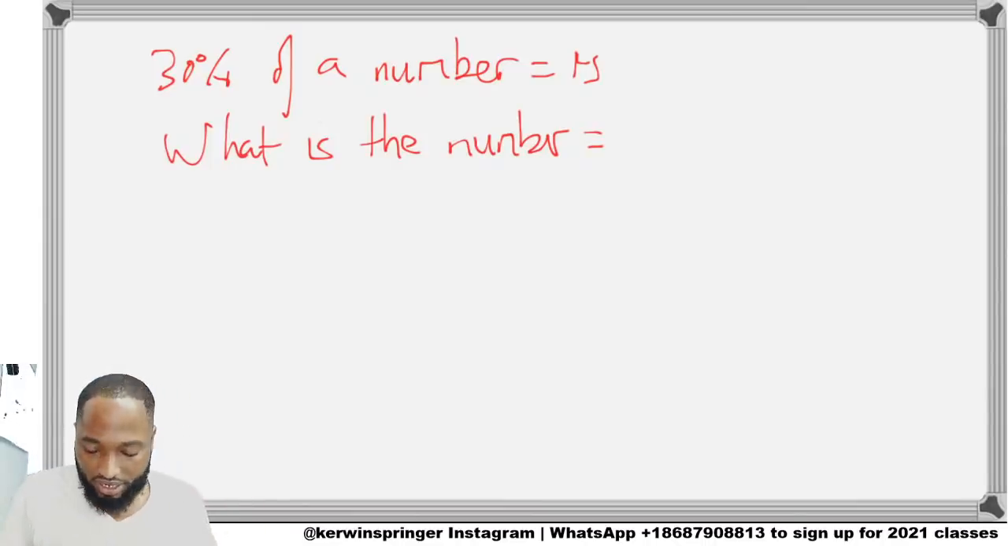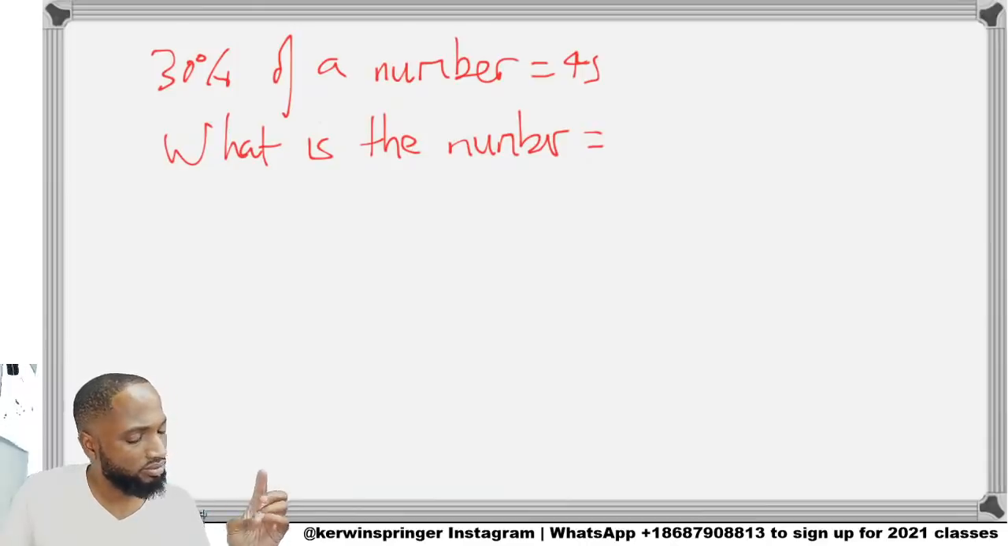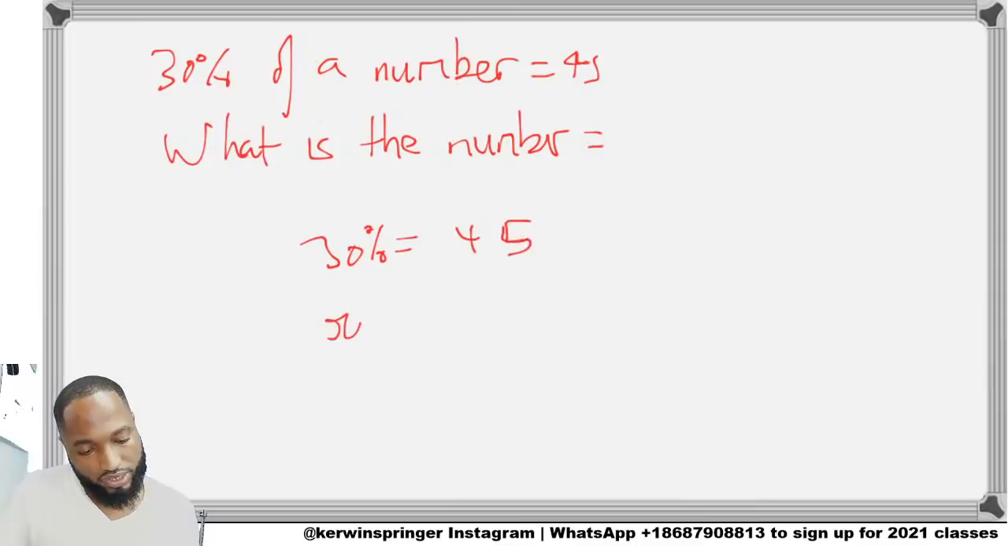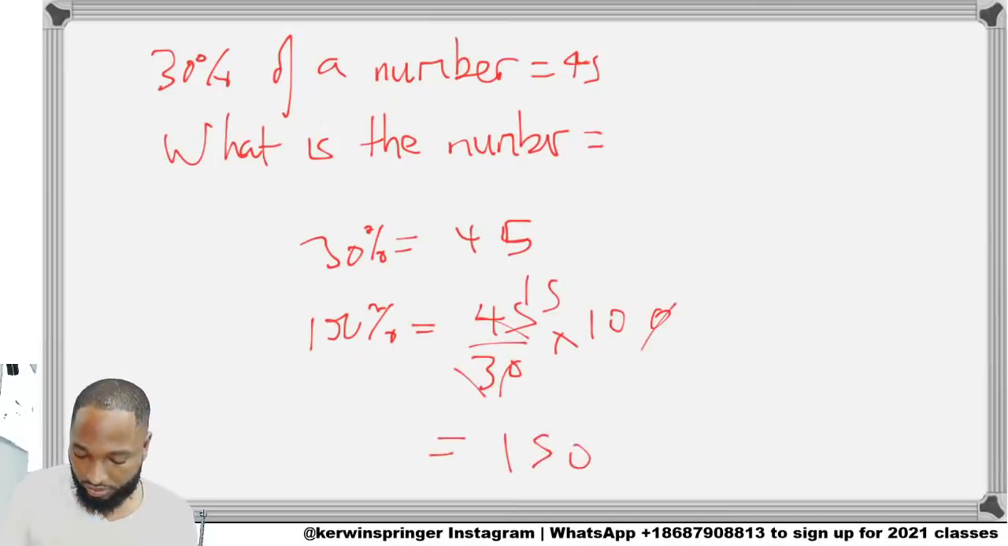30% of the number is 45. What's the number? So I think I'll already get the answer. 30% equals 45. So 100% is 45 over 30, multiplied by 100. The answer is 150. Well done.